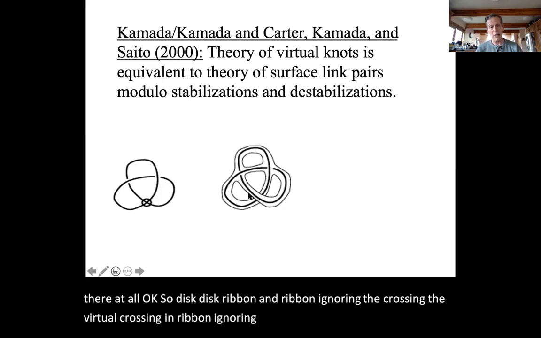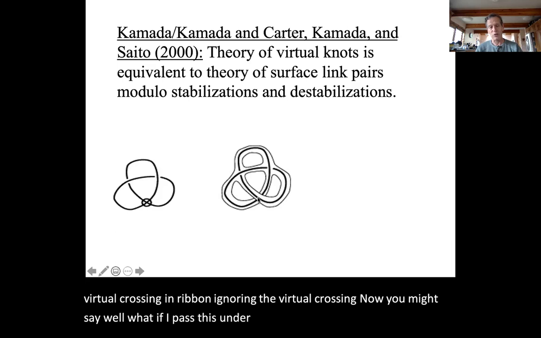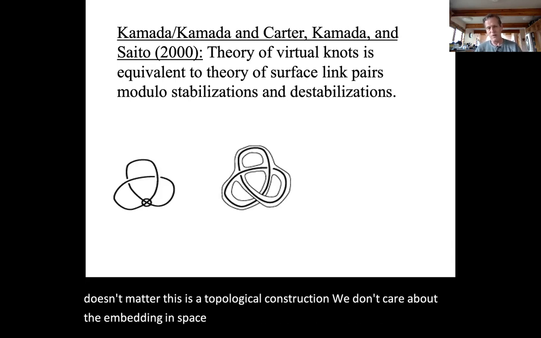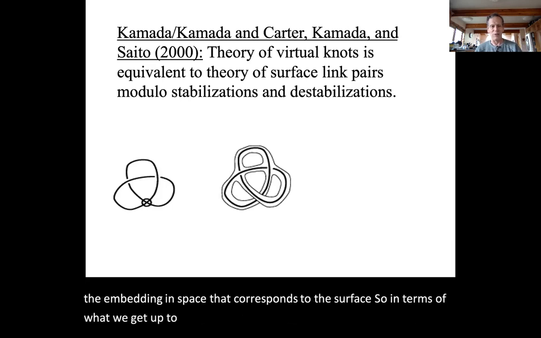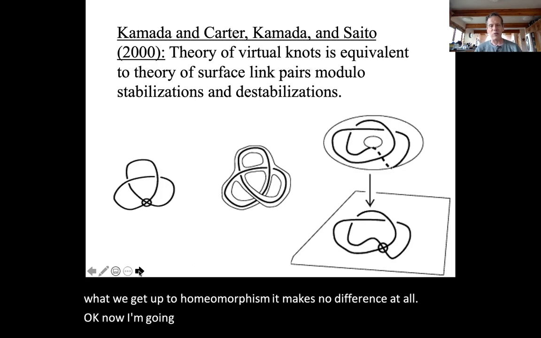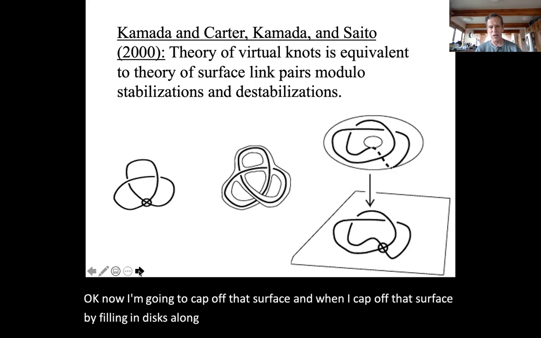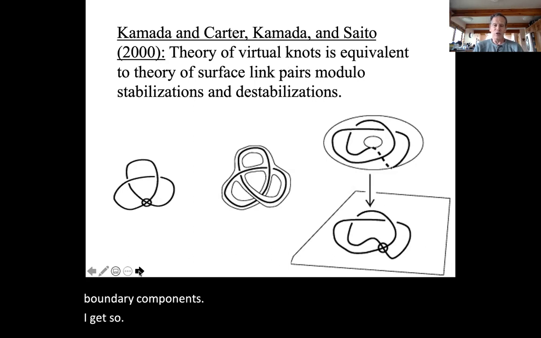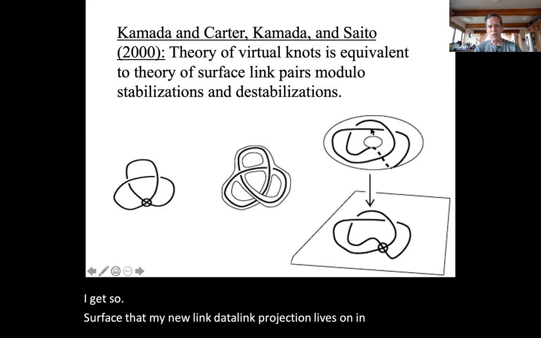Now you might say, well, what if I pass this under or over? Who's to say which one to use? Doesn't matter. This is a topological construction. We don't care about the embedding in space that corresponds to this surface. So in terms of what we get up to homeomorphism, it makes no difference at all. Okay, now I'm going to cap off that surface, and when I cap off that surface by filling in disks along the boundary components, in this case 2 boundary components, I get some surface that my new link projection lives on. In this case, the surface that I get will be a torus.